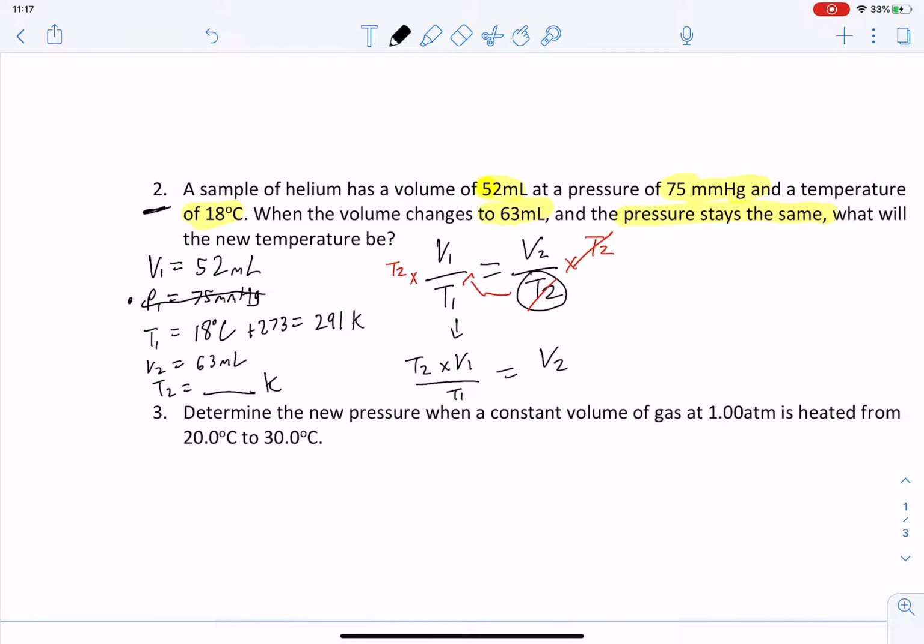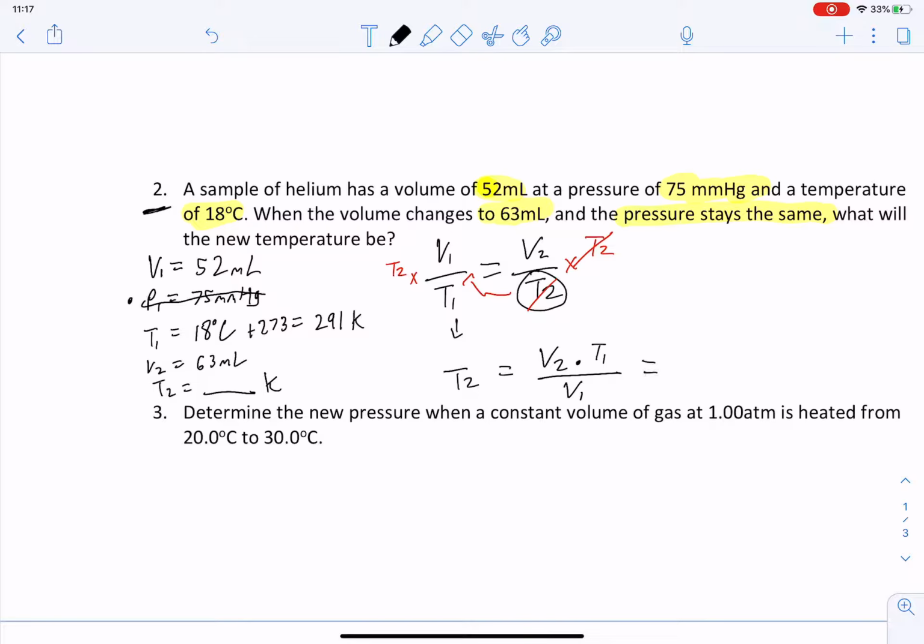Then we basically cross multiply and put those in different spots. The T1 is going to go on top, and the V1 is going to go on the bottom. That gets rid of these on this side. Again, we cross multiplied. Cleaning this up a little bit, we get T2 equals V2 times T1 over V1.